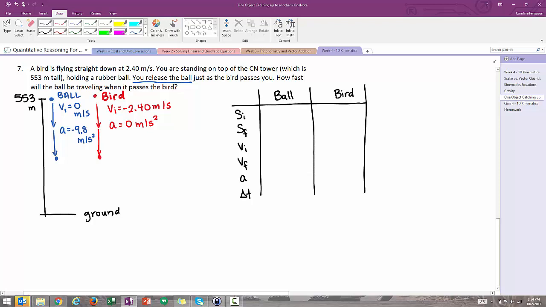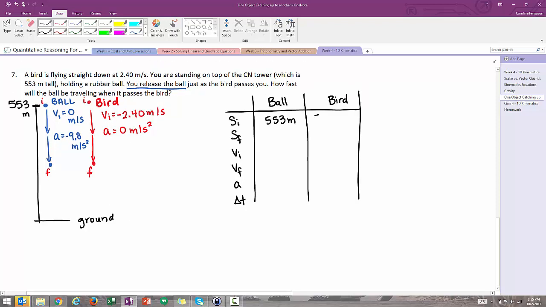So we'll start with S initial. So initially, the ball is up here and the bird is up here. And at the end, the ball and the bird are somewhere over here. So when I say at the end, I mean when the ball catches up to the bird. So at some point in between where it started and when it hits the ground, the ball will catch up to the bird. So what's the initial position of the ball? Well, that's up here. So that would be 553 meters. And the initial position of the bird is also 553 meters.